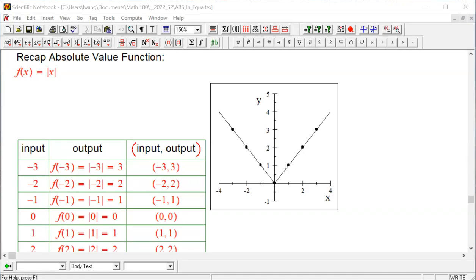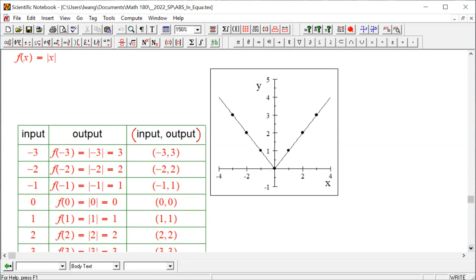Hello, in this lesson we're going to talk about solving absolute value functions and equations, and so on and so forth. First, we'd like to recap what we did with the absolute value function. We did it in the first week. It's been a while ago, but this is a very, very important function.